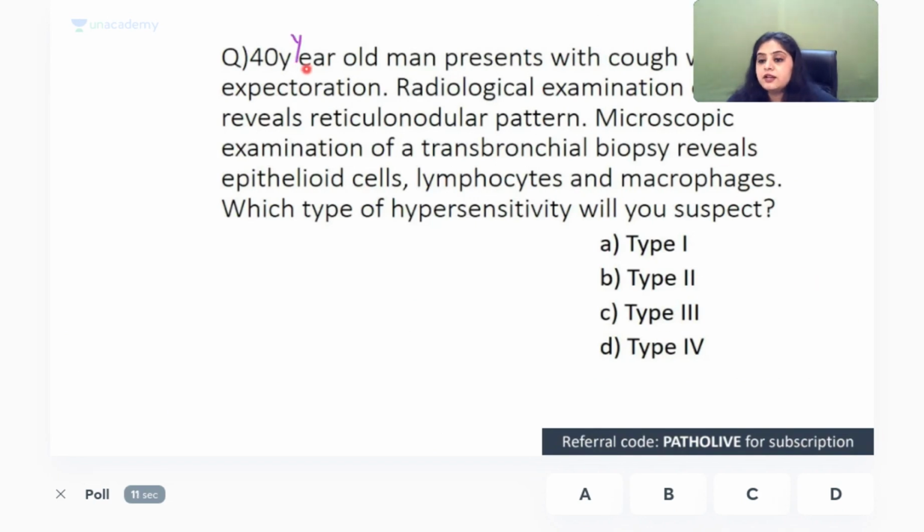A 40-year-old man presents with cough with expectoration. Radiological examination shows a reticulonodular pattern. Microscopy shows epithelioid cells, lymphocytes, and macrophages. What type of hypersensitivity are you suspecting?